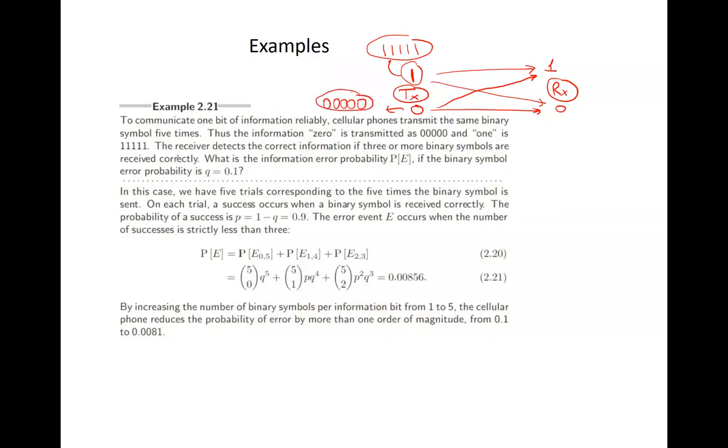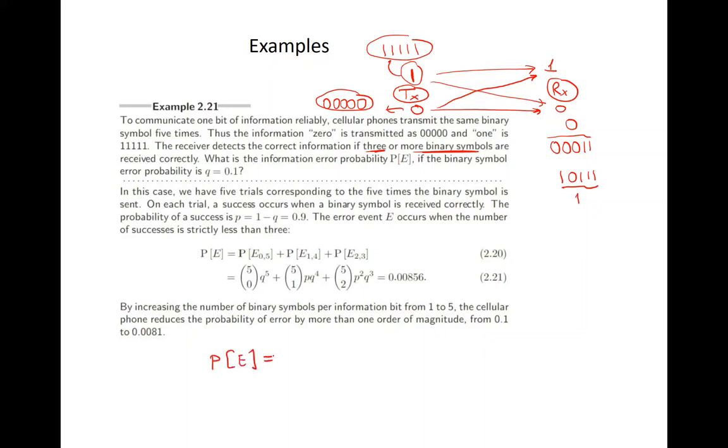So the rule is that the receiver detects the correct information if there are 3 or more correct binary symbols. So if, for example, 0, 0, 0, 1, 1, I decide that this is 0. If I have 1, 0, 1, 1, 1, I decide that it's 1, because the number of ones, 4, is greater than 3. So the question is, what is the information error probability, PE?